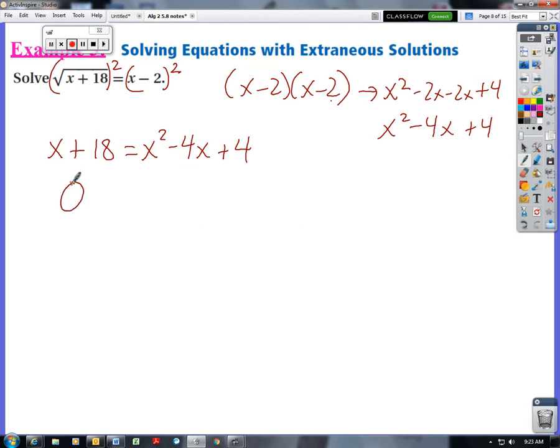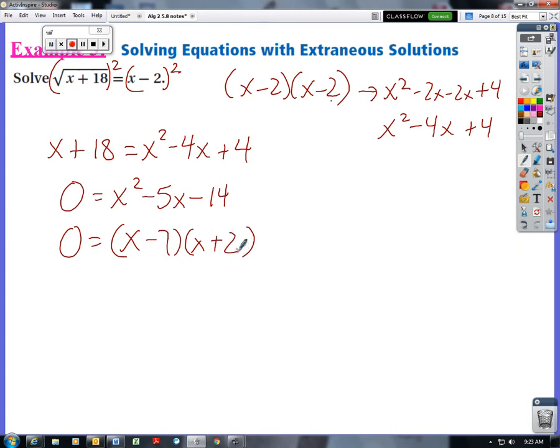So this will end up being a 0. I'm going to be subtracting x from both sides, so I'm going to have minus 5x. I'm going to be subtracting 18 from both sides, so I'm going to have negative 14 over there. And now I'm going to factor this, because I can see that it will factor. Two sets of parentheses, x, negative 7 and positive 2. Then that means that x is 7 and negative 2 when I set those each equal to 0 and solve in my head.